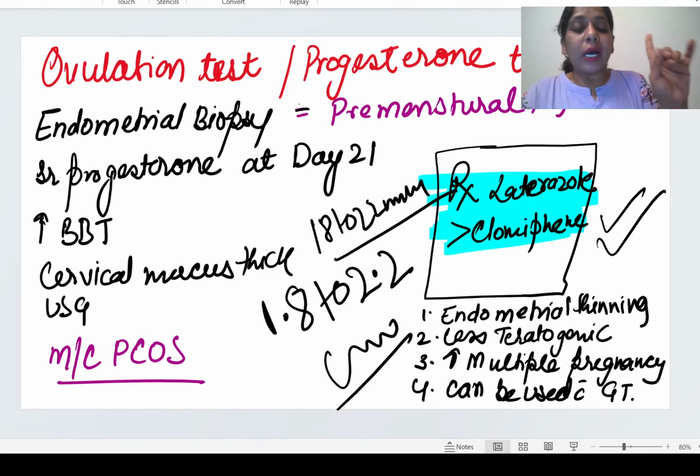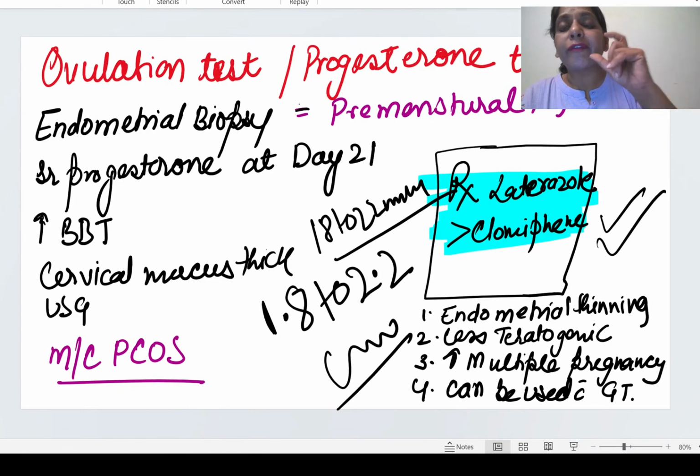Okay. Now, other factors which you have to learn, they are all good factors. Number one, clomiphene is less teratogenic. Okay? Letrozole is teratogenic, but its half-life is less. Okay? Till the fetus is formed, letrozole leaves the body. It leaves the body, so its teratogenic effect does not affect the fetus.